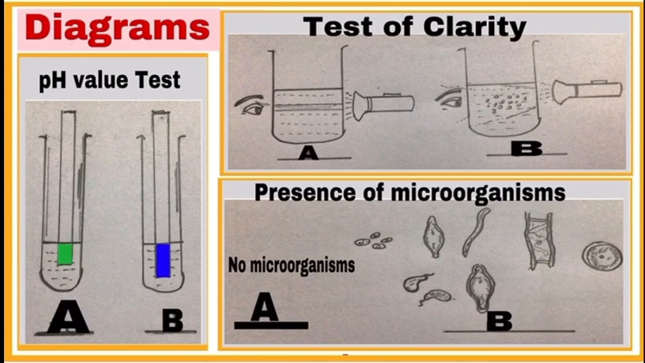These are the diagrams you have to draw. Draw these diagrams on the left side of your practical notebook. Use a sharp pencil to draw them. You can also use pencil colors to show green and blue color of the pH paper.